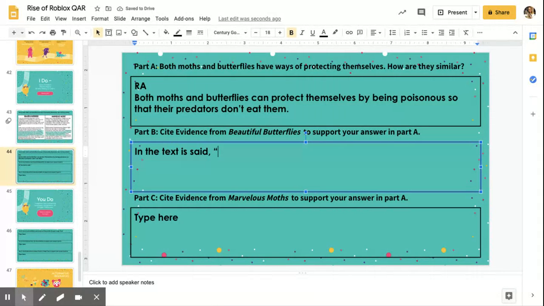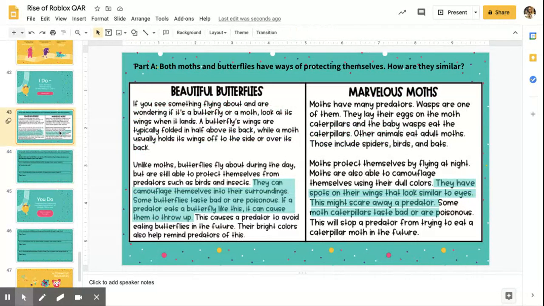So my answer in part A, kiddos, look at this, says that they are poisonous so their predators don't eat them. So I need to go back to my passage and I need to quote something word for word here. So I would quote something like this. Some butterflies taste bad or are poisonous. If a predator eats a butterfly like this, it can cause them to throw up. That's going to be what I want to write in my answer, because that needs to be quoted word for word, and that's the part that talks about them being poisonous.